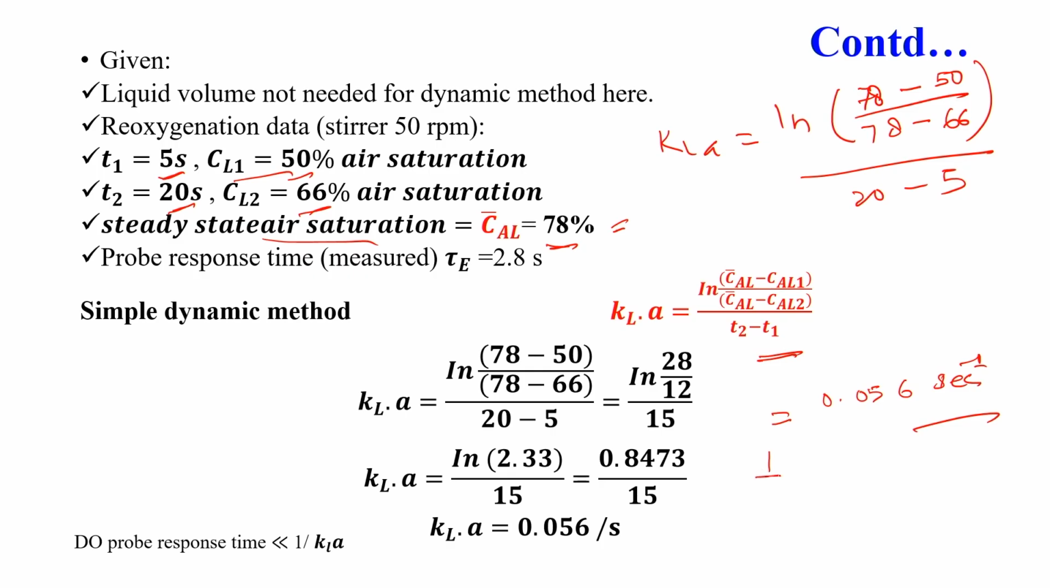Now, if I calculate 1 upon KLa, I am getting 17.86 seconds. So, what it says, this probe response time is given as 2.8 seconds. It is much lesser than the 1 upon KLa. So, this satisfies the requirement for the measurement. So, this is the KLa value and the probe response time is good enough for this KLa measurement.